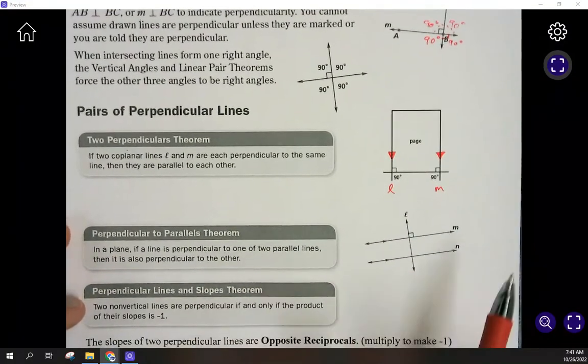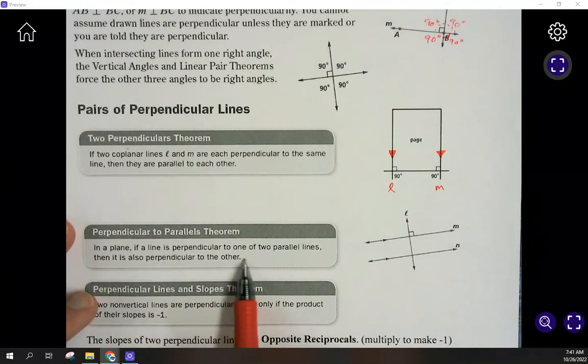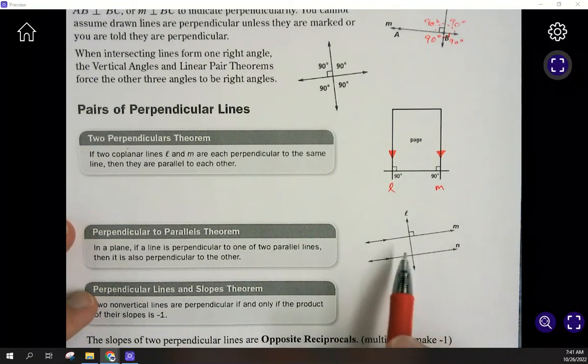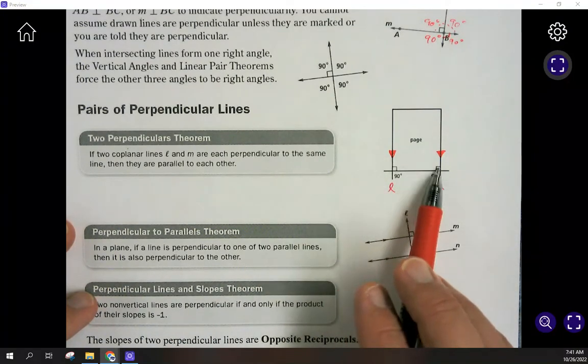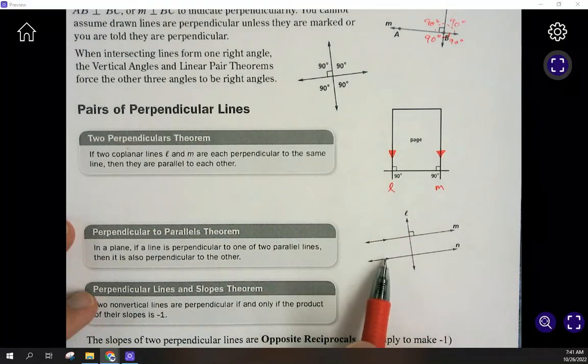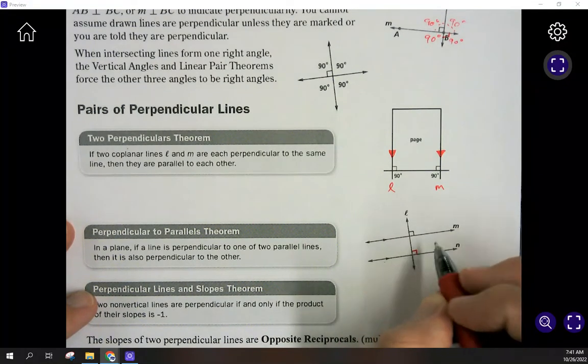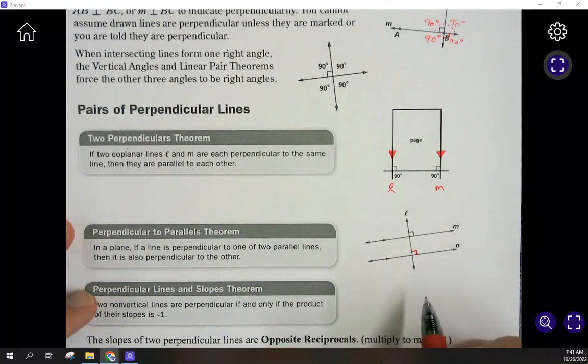Okay, the next theorem is just going the opposite way now. If we have a line that's perpendicular to two other parallel lines, then we know that it is perpendicular to the other. What that's saying is, over here we were given two 90s, and so we were allowed to say, okay, these lines must be parallel. Over here, we're given that two lines are parallel, so we automatically know if this is 90, this is also going to be 90. Those are corresponding angles, we know that.